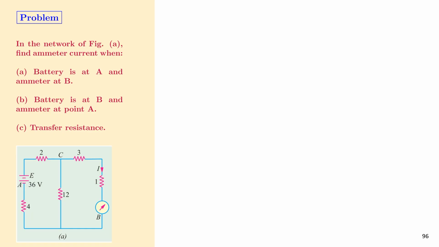Let's do this problem for a better understanding of the theorem. In the network of figure A, find the ammeter current when the battery is at A and the ammeter is at B. That is, the battery is located at position A and what you see here is an ammeter which is located at point B. The second part is to calculate the ammeter current when the battery is at B and the ammeter is at point A. And then finally we have to calculate the transfer resistance. We shall solve one by one.